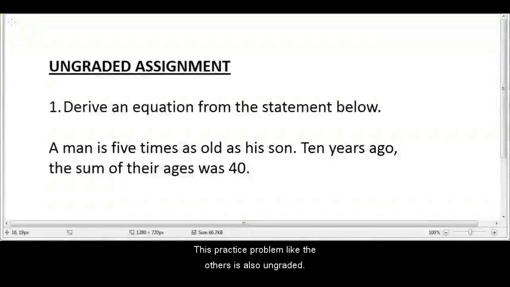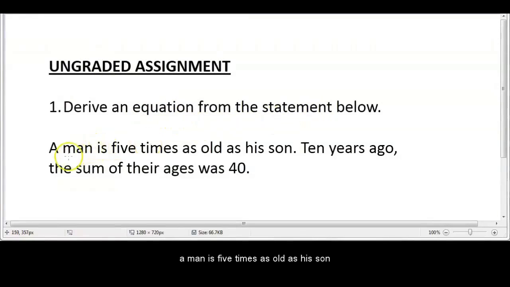This practice problem, like the others, is also ungraded. Derive an equation from the statement below. A man is 5 times as old as his son. 10 years ago, the sum of their ages was 40.